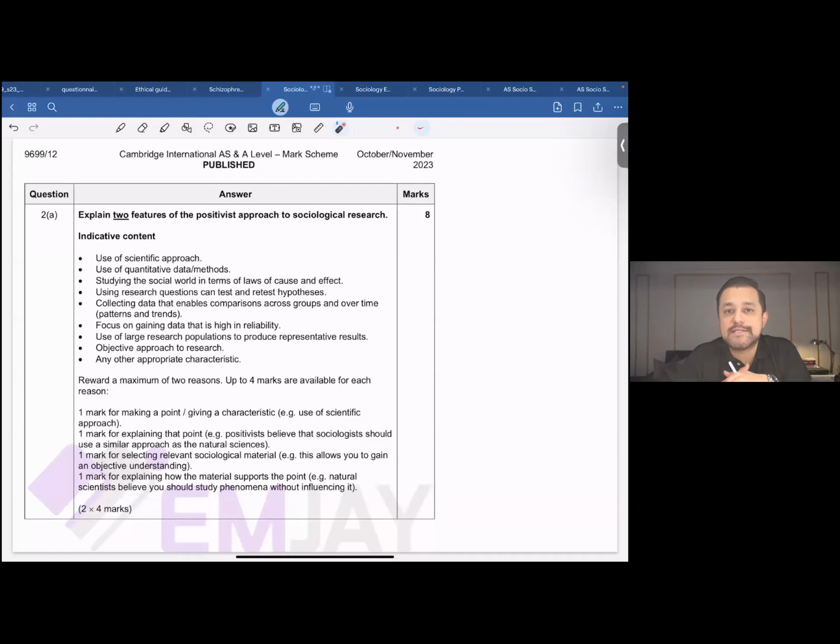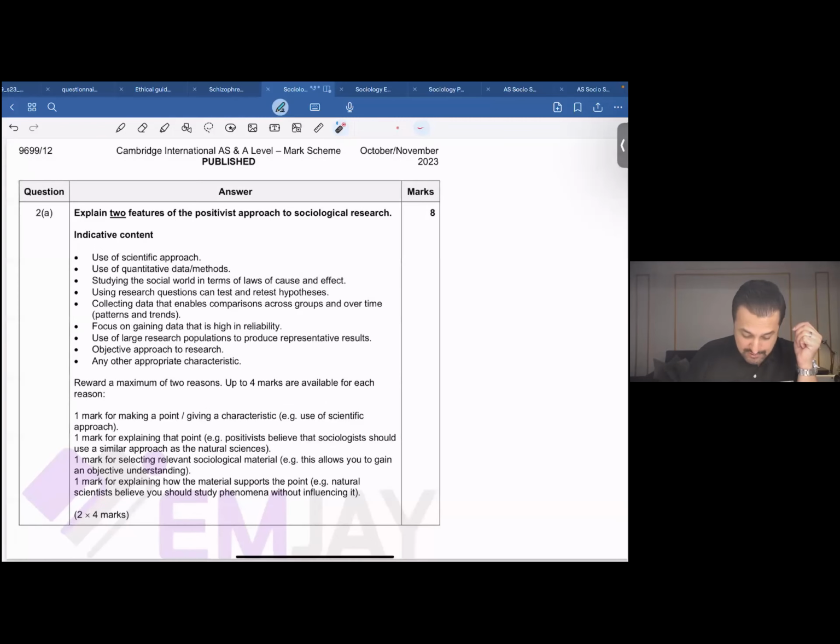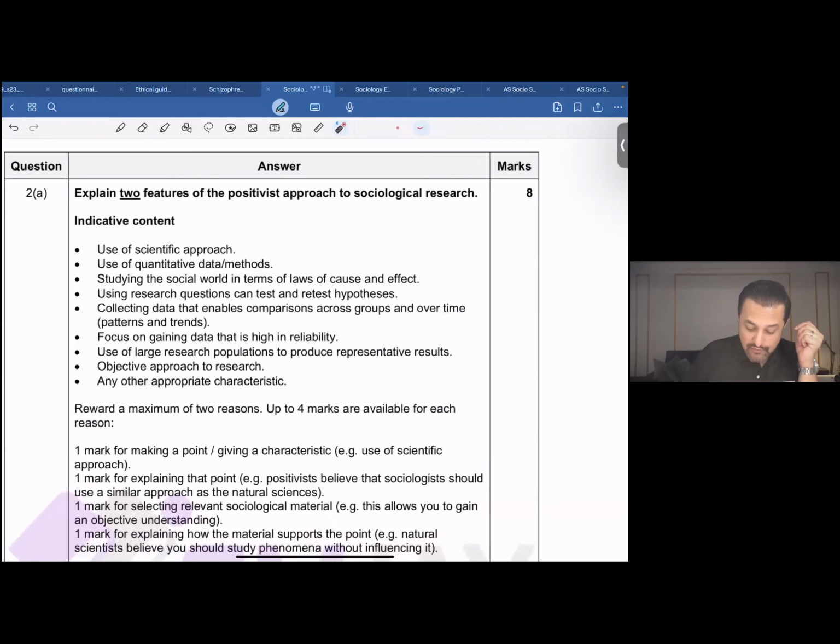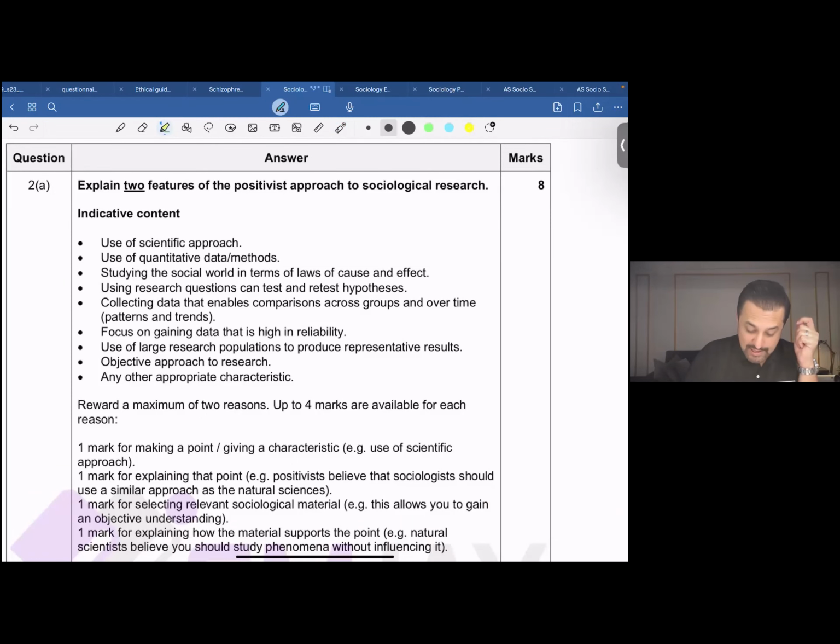Hello, everyone. Let's discuss this question from the paper October-November 2023, variant 1-2. If we have a look at this question, that is question number 2, the question reads, explain two features of the positivist approach to sociological research. Explain two features of the positivist approach to sociological research.